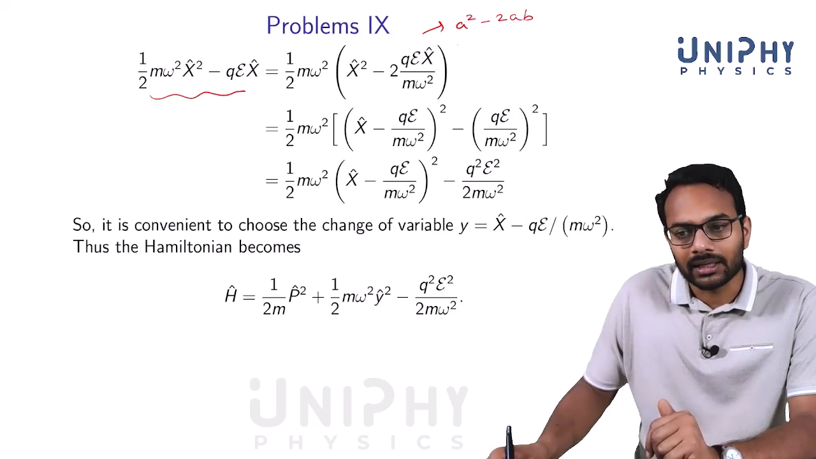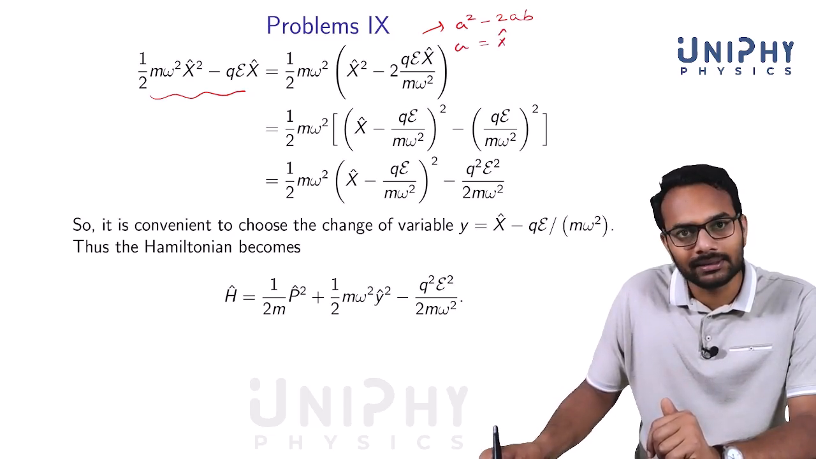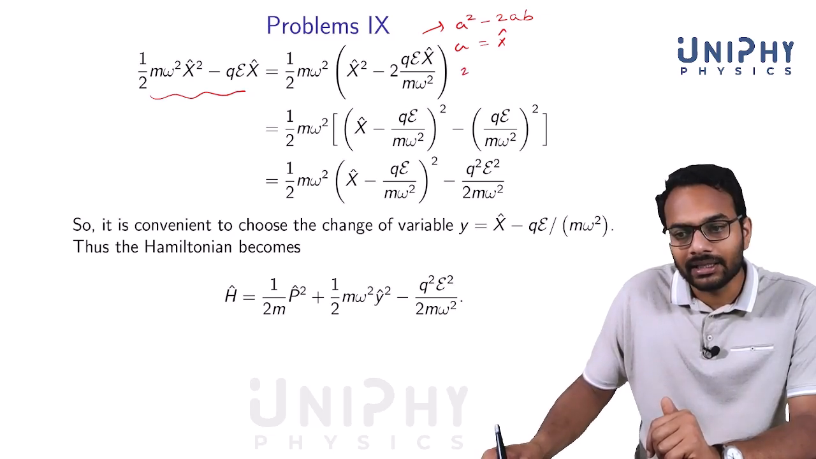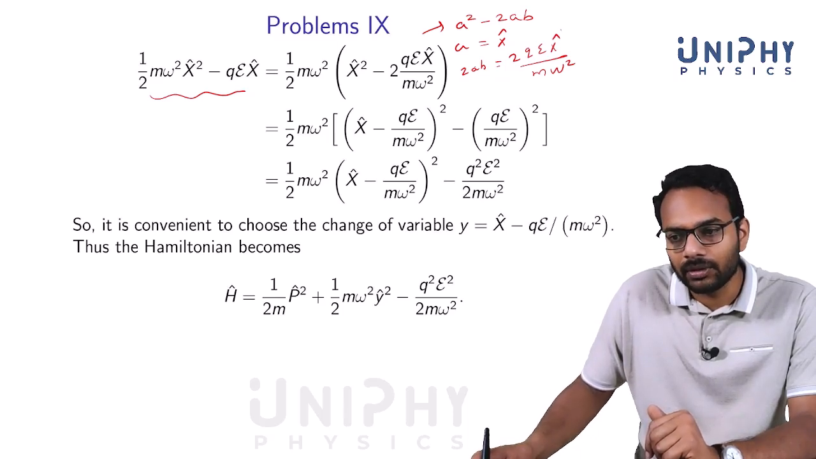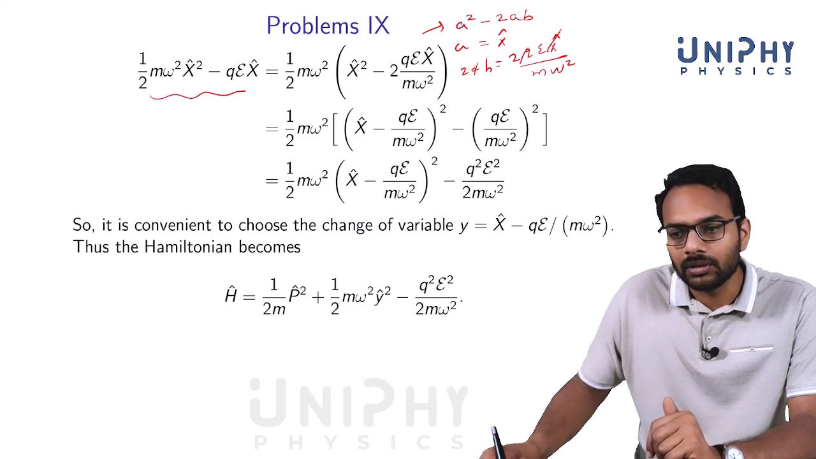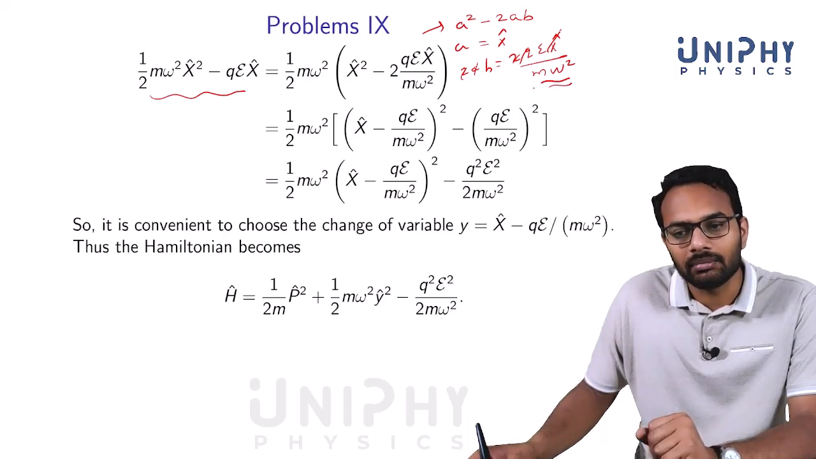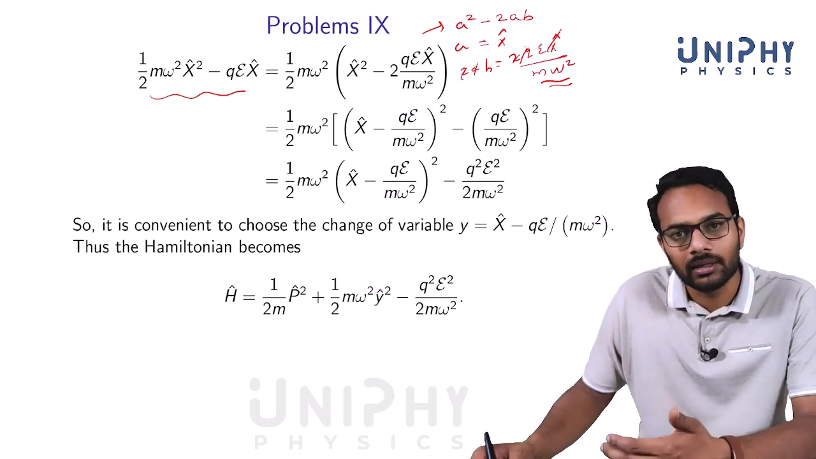This is exactly of the form a square minus 2ab, where in place of a we have x, and in place of 2ab we have 2 q epsilon x divided by m omega square. So b would be, since the 2 is gone, simply q epsilon divided by m omega square. So we can write it as (a minus b) whole square minus b square.